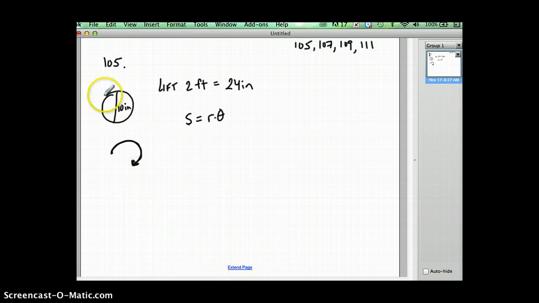So maybe here's the chain, something like that. Well, that is the 24 inches. So that goes here. And then the radius, well, if the diameter is 10 inches, the radius would be 5 inches. And we want to find the angle. So all we have to do is 24 divided by 5. And that will give us our angle in radians.